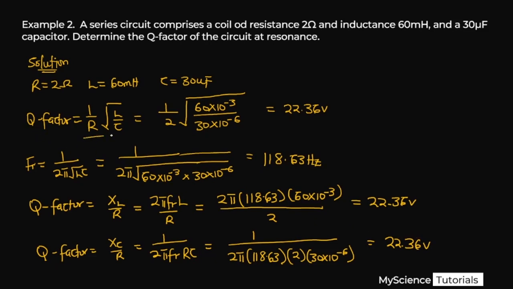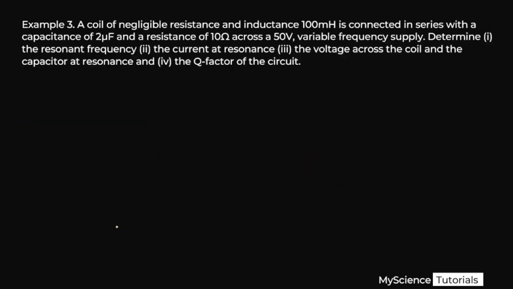You can use the formula straight ahead to get your answer, or you can find your resonance frequency and use it in this formula, XL over R or XC over R, to also get your Q factor. So let's look at one more example.